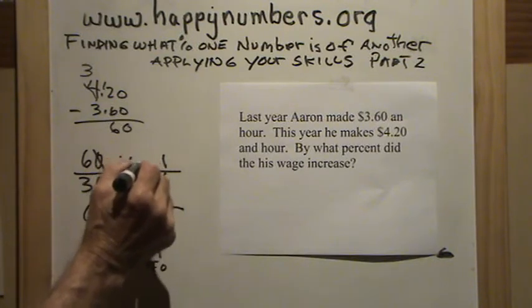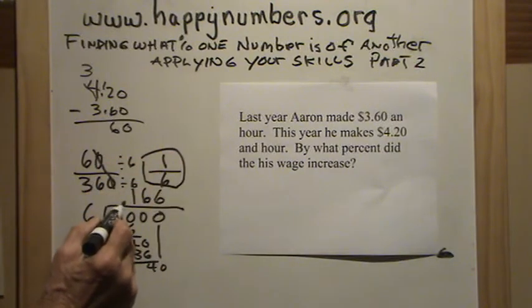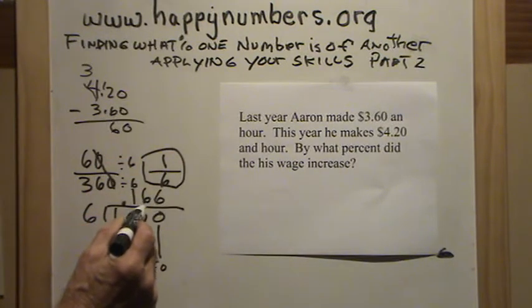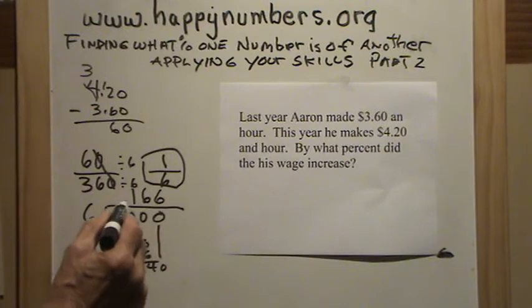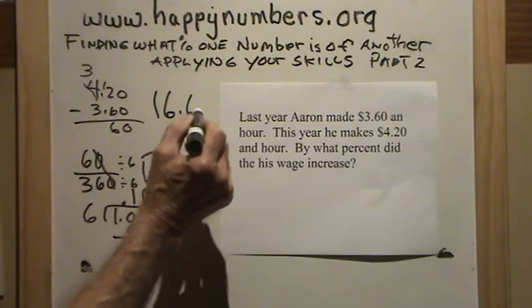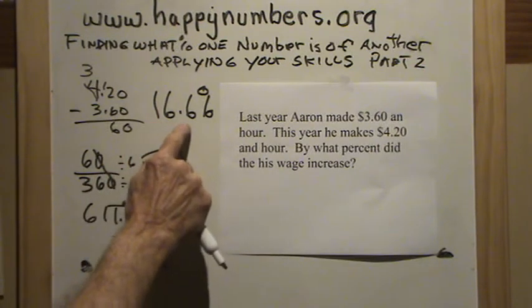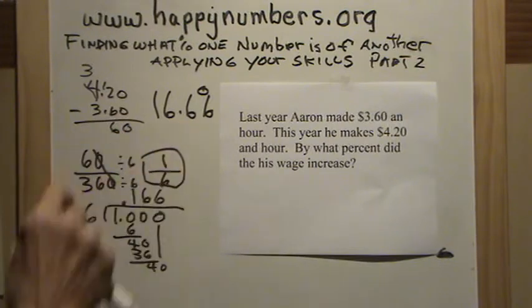So I changed the fraction 1/6 to the decimal fraction 166 thousandths, and now I know I'm going to change the decimal to a percent, so I move 2 places, so I wind up with 16 6/10%. So his salary increased 16 6/10% over the course of the year.